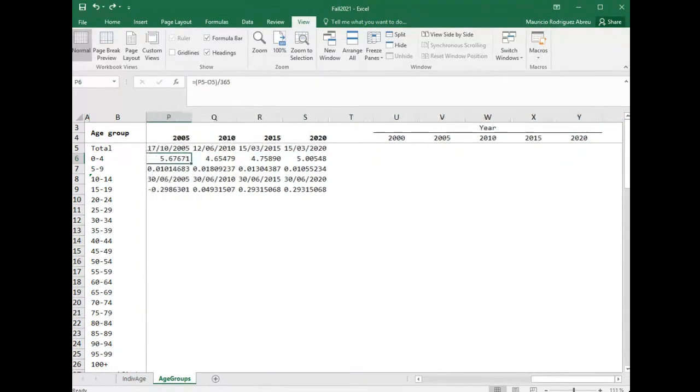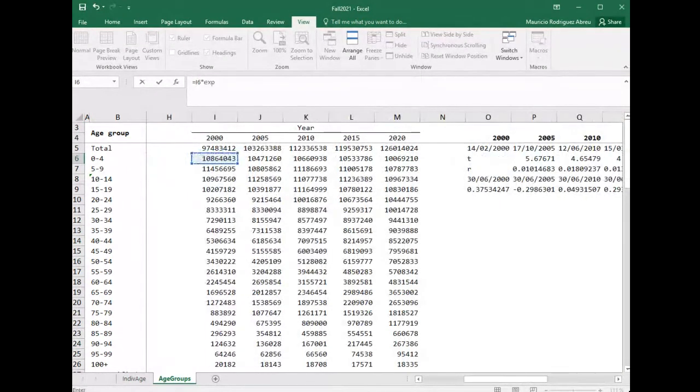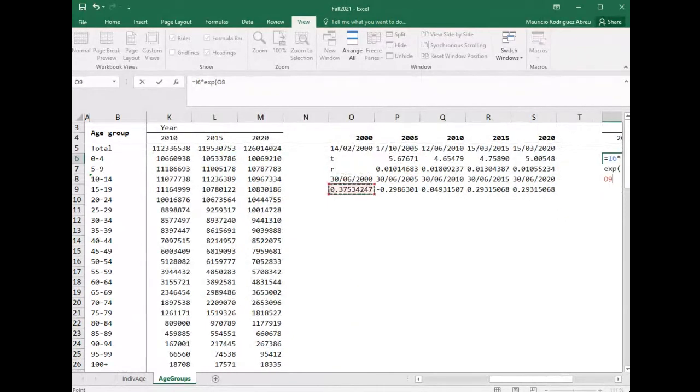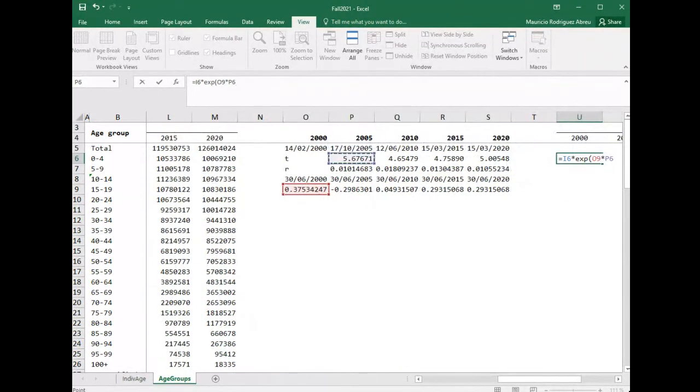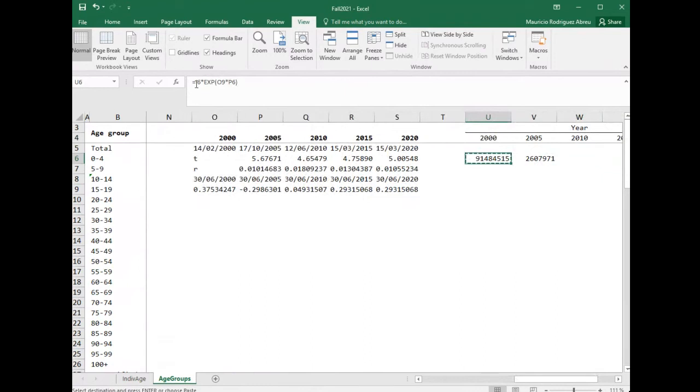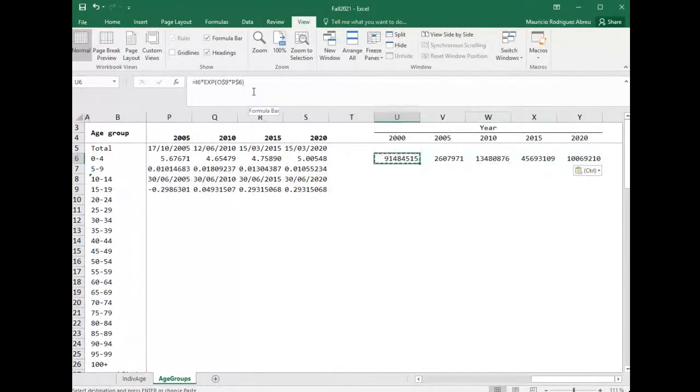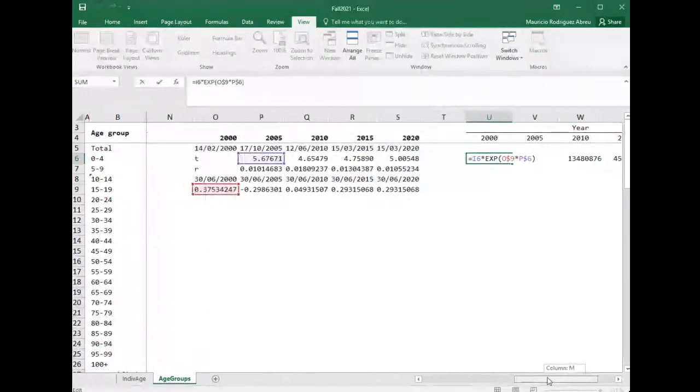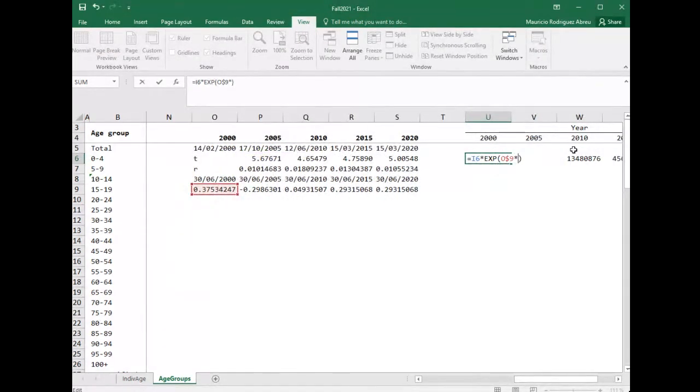So again, it's just the same process that we had before. In order to estimate population age 0 to 4, it's gonna be my total population age 0 to 4 times the exponential e to the d times this growth rate. And I can essentially copy this population, the time is going to be almost the same. Okay, something is wrong here. My population is not, this is the growth rate, this one.